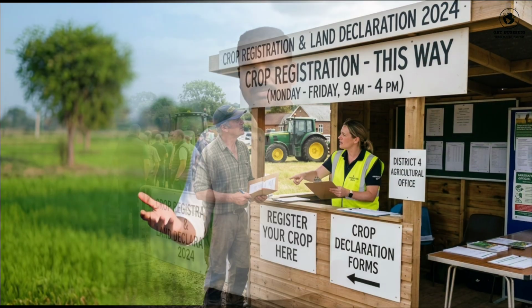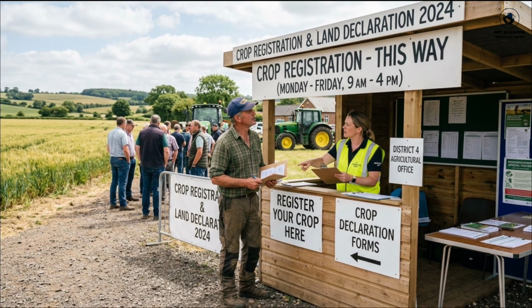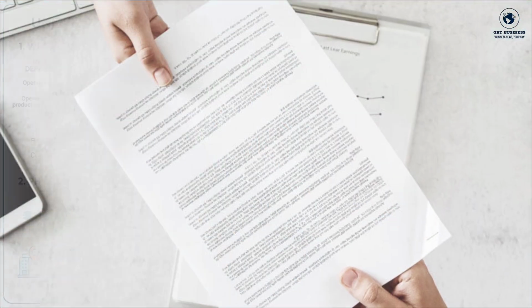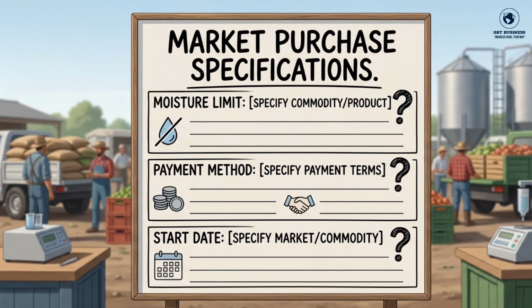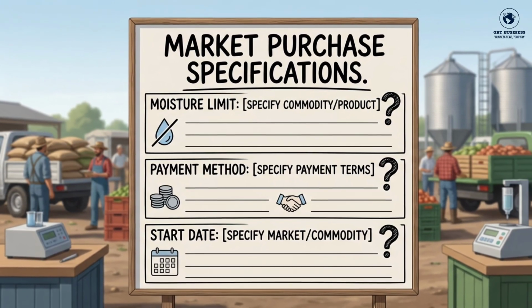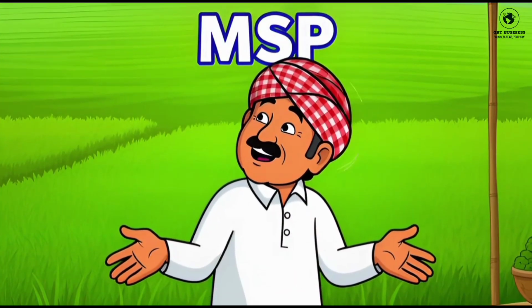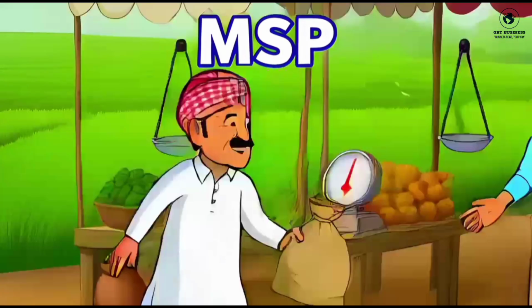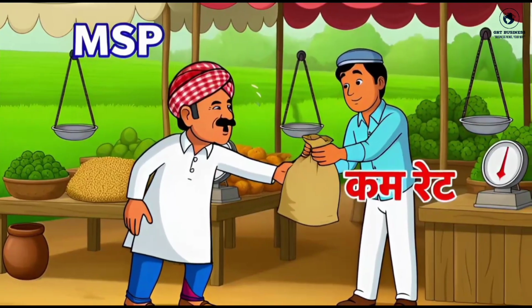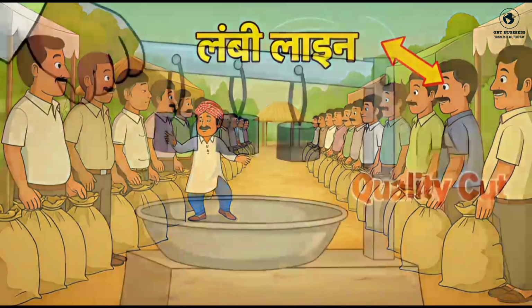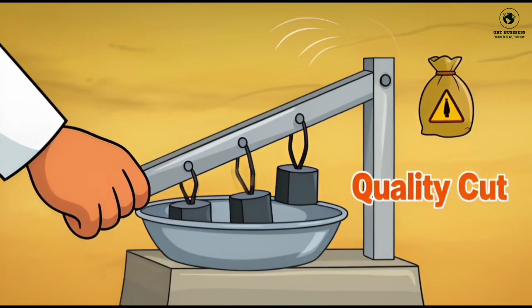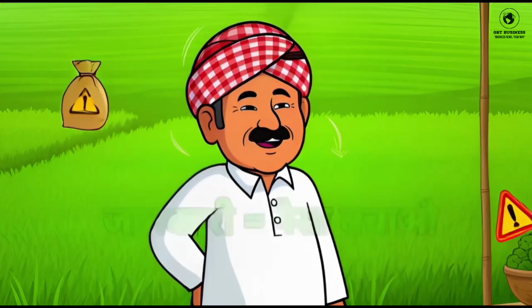This is why knowing the procurement process is even more important than just knowing the MSP. The farmer should know where the registration for his crop will take place, where the procurement center is, which documents will be required, what the quality norms are, what the moisture limit is, how the payment will arrive, and when official procurement will start in the market. If a farmer doesn't know all this, he might sell to a private trader at a lower rate despite the MSP. Many times money is needed immediately, lines are long at the market, or the farmer makes a quick decision out of fear of a quality cut. This is where information can save money.